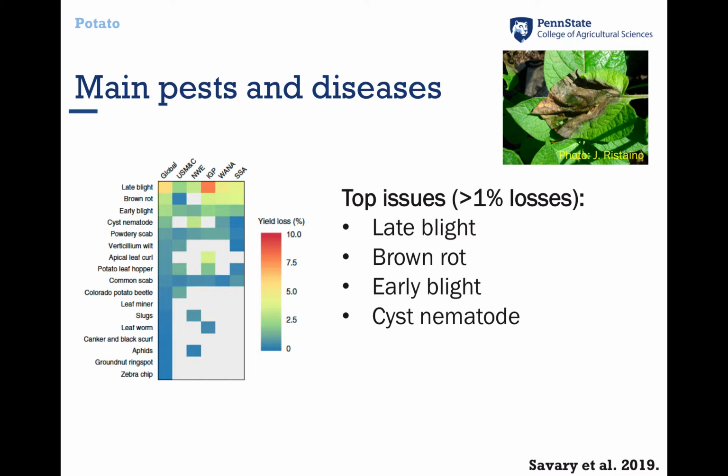In potato, a bit different profile, but if you look again here, you have late blight, obviously leading the charge a little bit in terms of across these different hotspot areas, brown rot, early blight, and nematode issues in some of the areas, although not everywhere. And then again, it spatially varies a bit by these sorts of hotspots.